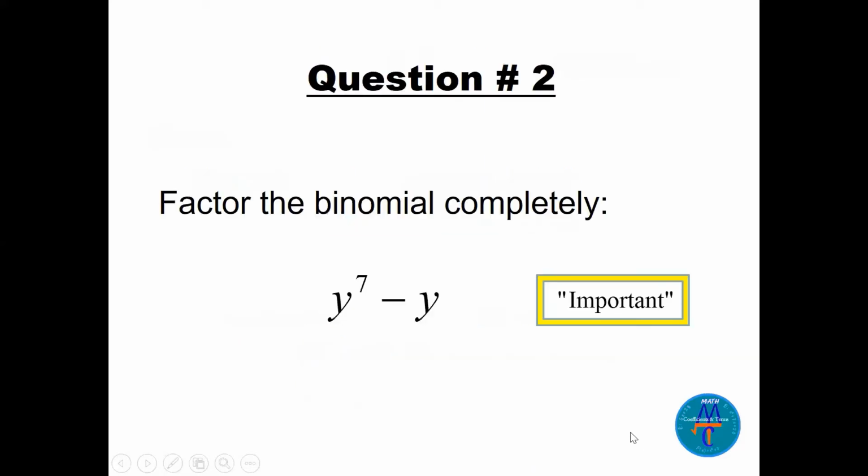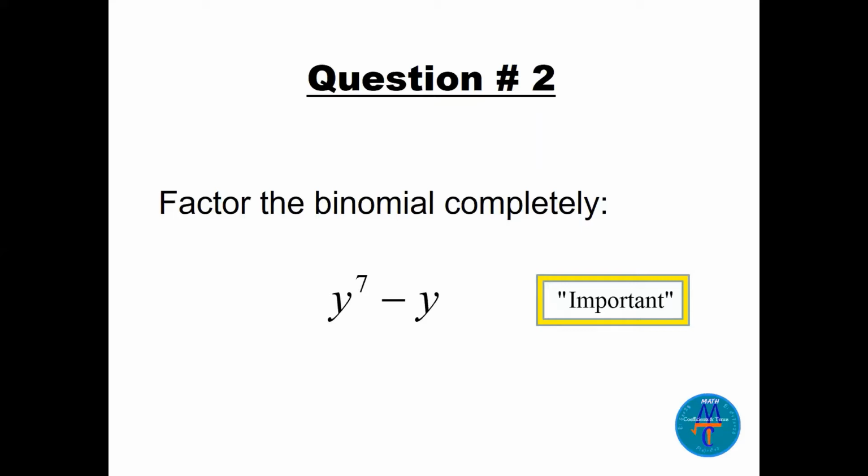Okay. Now let's see, nice question. 2 terms. Factor the binomial completely. Really important question. Y power 7 minus y. That's it. Not complicated. You want to try? You can. Y power 7 minus y. I can see something so easy. There is a common here, which is y. And then continue after that.